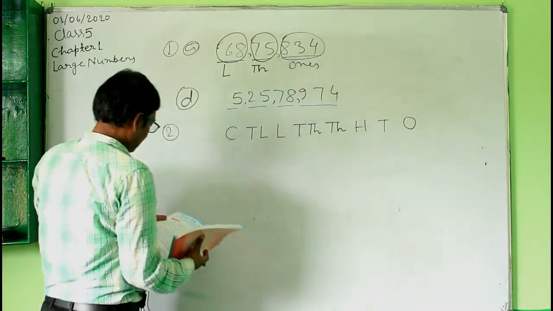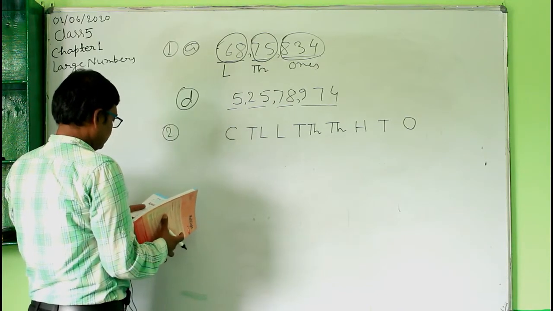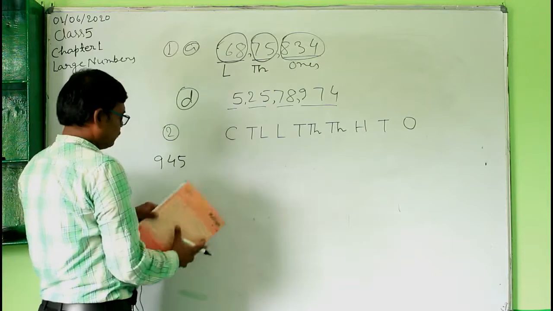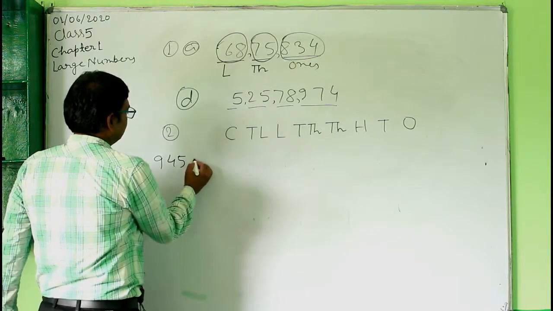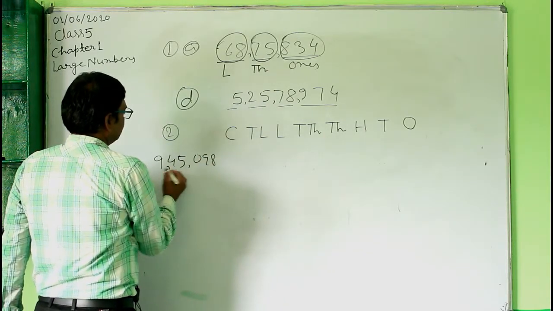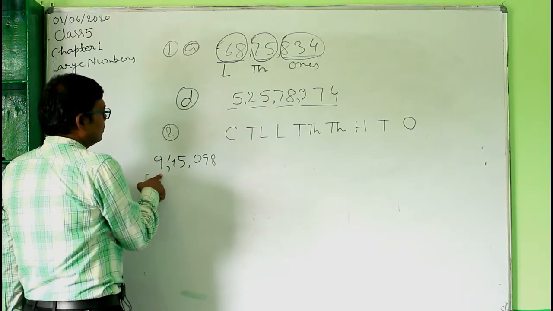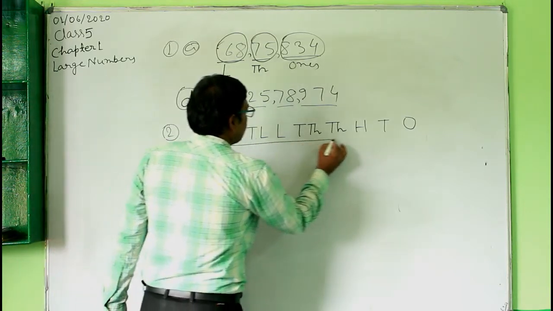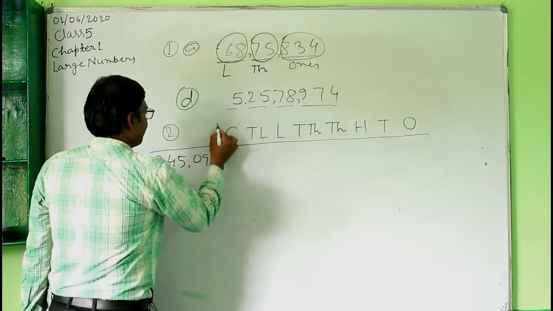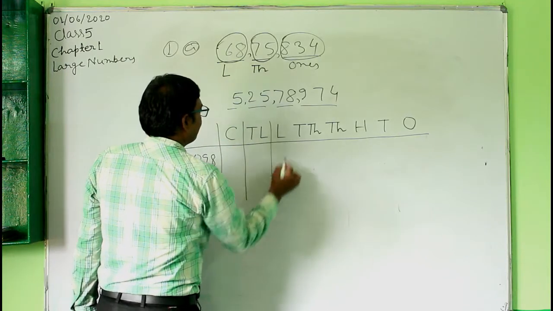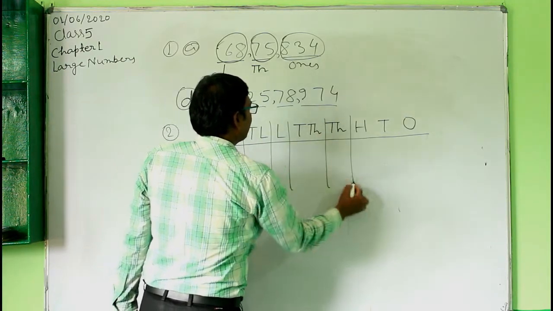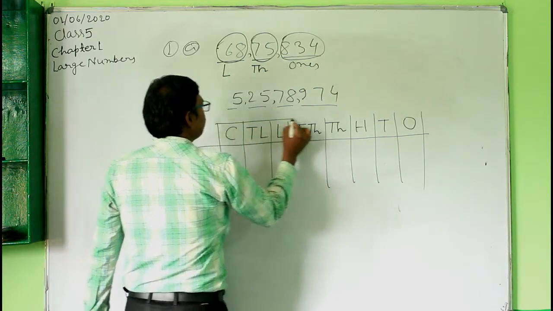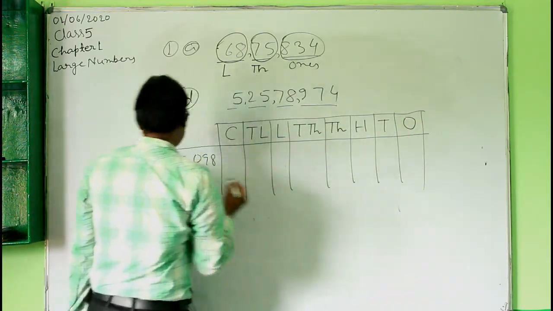So the first number is here. You have number A, that is 9,45,098. This number. So here this is at the lakhs place in this case. So we can write like this. So this is the number.